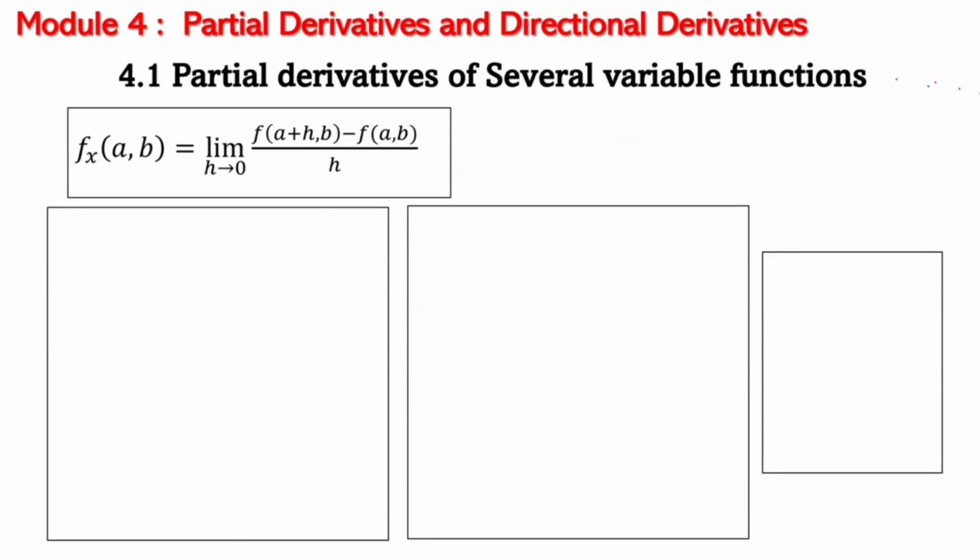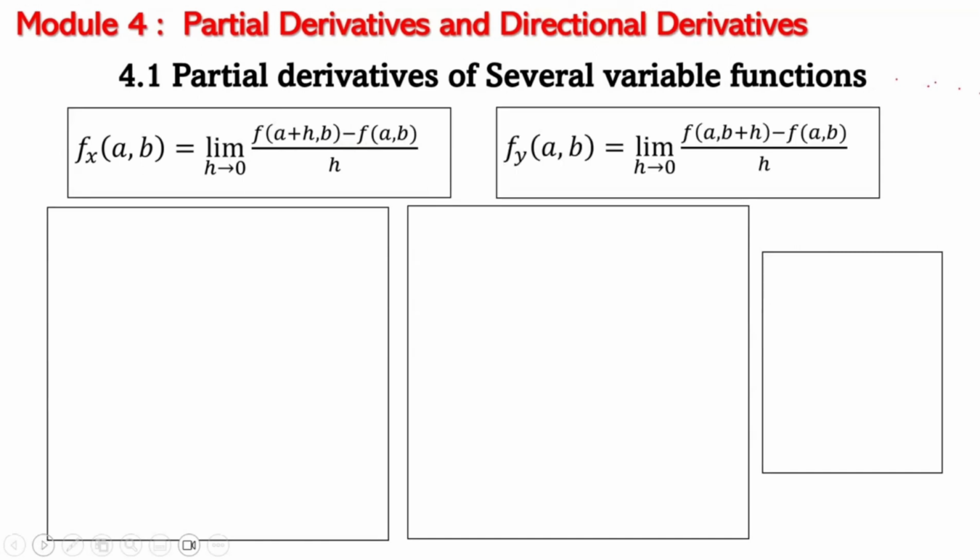Before doing that, we will recall the definition. f_x(a,b) can be written as the limit as h tends to 0 of f(a+h, b) minus f(a,b) over h. In the same way, f_y(a,b) is the limit of f(a, b+h) minus f(a,b) over h. So this is the partial derivative at the point (a, b). Now in this case it is (0, 0), so a equals 0, b equals 0.